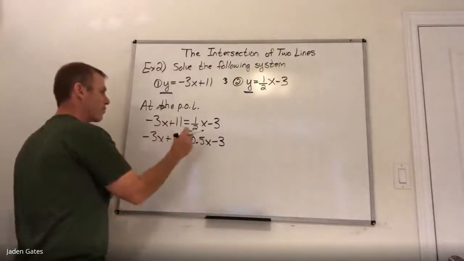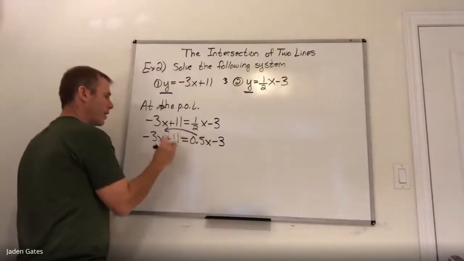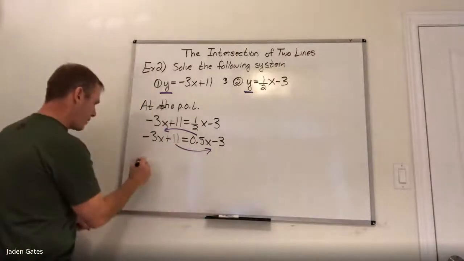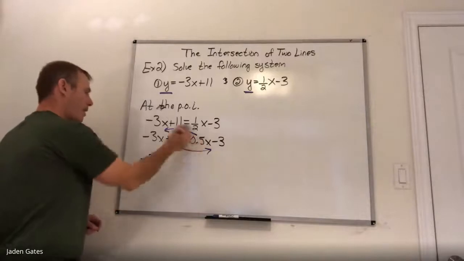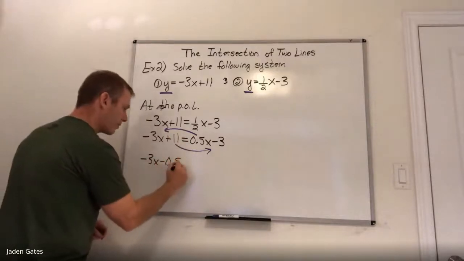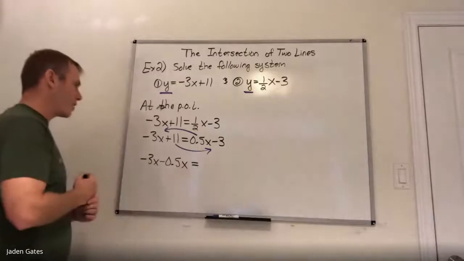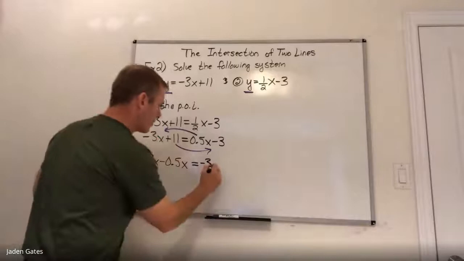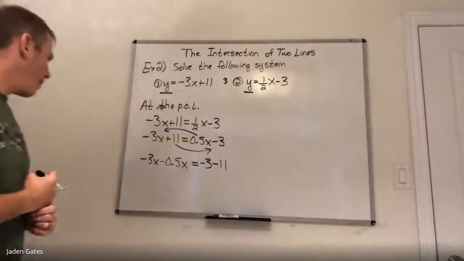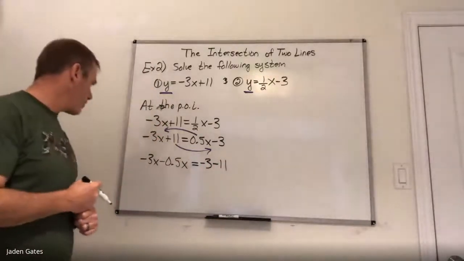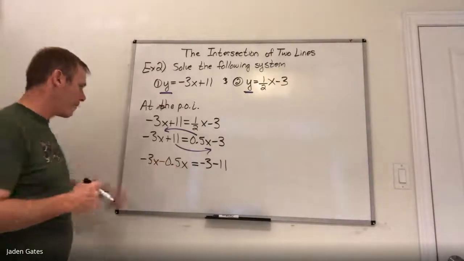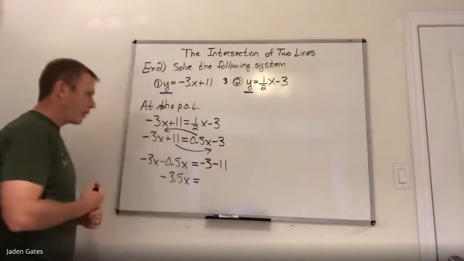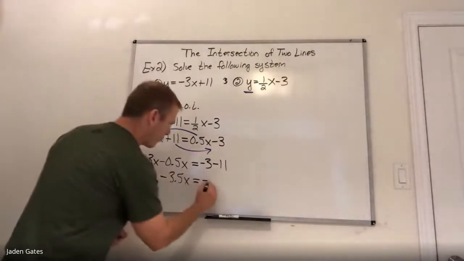I'm going to move my x's over to one side and move my numbers over to the other. All right, so I have a minus 3x minus a 0.5x because that 0.5x switched sides. On the other side, I got a minus 3. The 11 is going over, so it's going to become a minus 11. All right, so time to collect like terms. I got a minus 3x minus 1/2 an x. Well, I'm down 3.5 x's. And over here, I got minus 3 minus 11. That's minus 14.